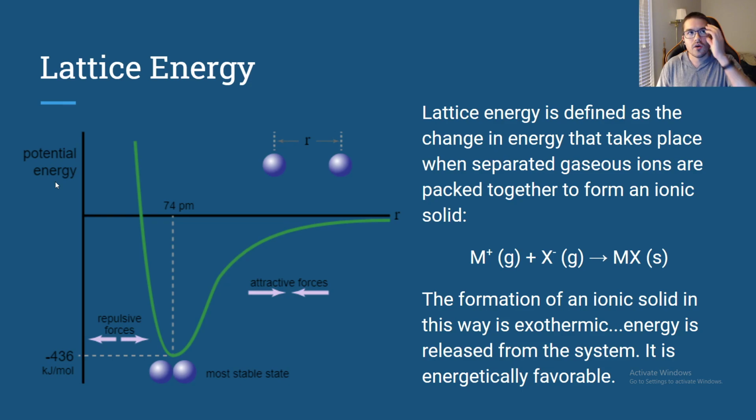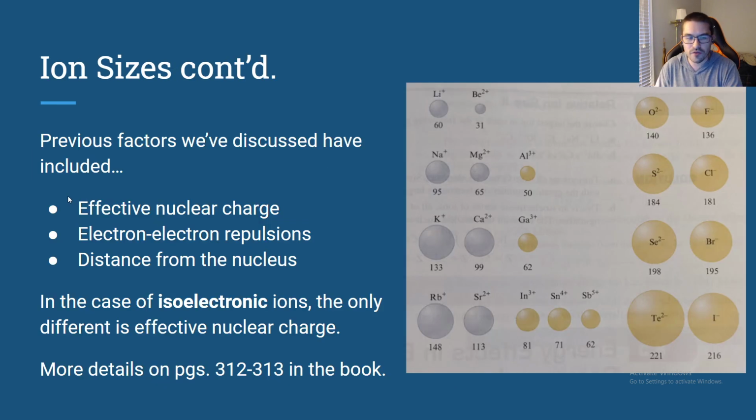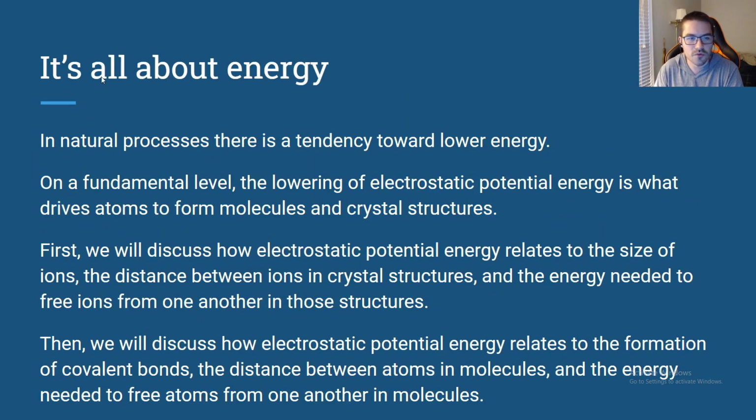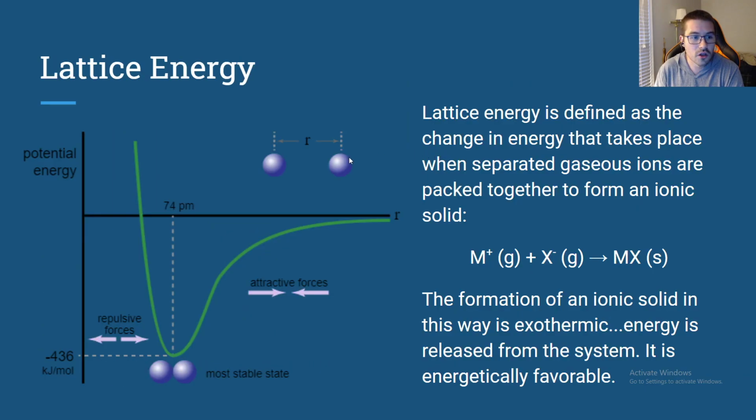And once again, I don't want us to get hung up on the positive and negative signs here, but think of it as, well, okay, so if I go back a number of slides here, I said it was all about energy, right? And something that I'm not sure if I read exactly is this first sentence here. In natural processes, there is a tendency toward lower energy. Okay, lower energy in this case means lower potential energy. Okay, so the more negative the potential energy gets, that's what nature tends to do. Okay, is to minimize energy, or to minimize potential energy in this case.